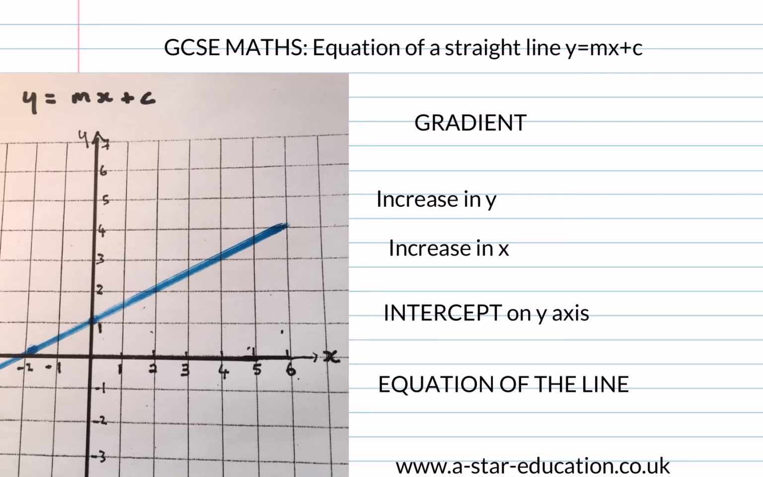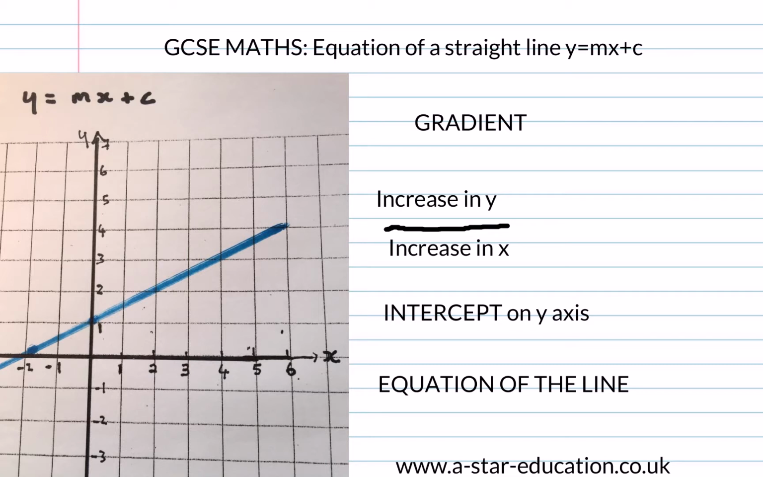The way we work out gradient is we have to do the increase in y and divide this by the increase in x. So gradient is increase in y divided by increase in x. The first thing that we need to try and do is find the increase in y. So let's see how we do that.